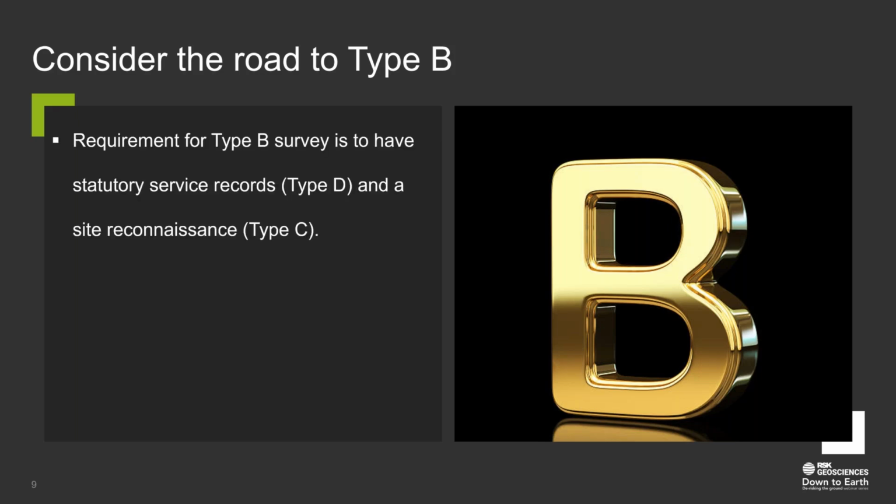Well, it is a requirement for a type B survey to have a desk-based search of utility records, and as part of the detection survey, a site walkover must be undertaken either initially or prior to the type B survey taking place. So by definition, if a type B survey is commissioned, then both type D and C surveys will also be a part of that type B survey.